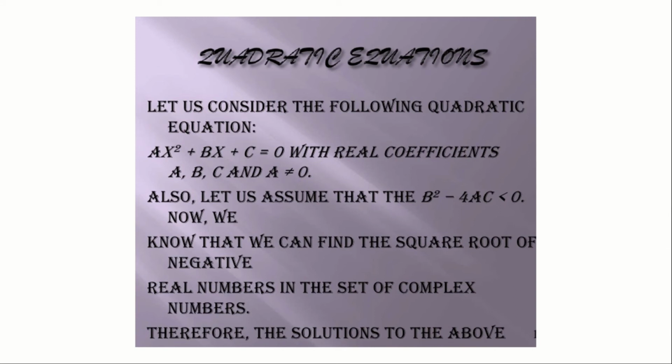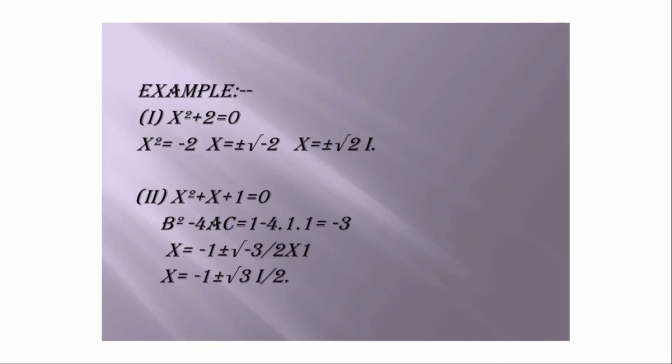Also, let us assume that b square minus 4ac is less than 0. Why less than 0? Because if it is less than 0, it will be a negative number. Negative means complex, imaginary. Now we know that we can find the square root of a negative real number in the set of complex numbers, that is i. Therefore, the solution to the above will come.